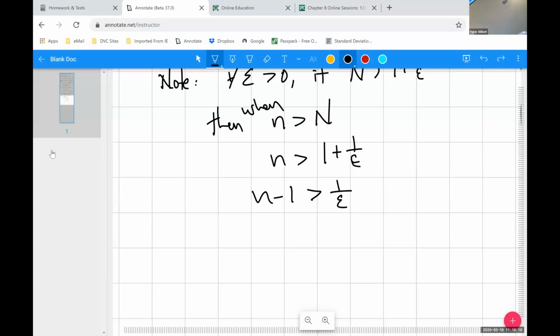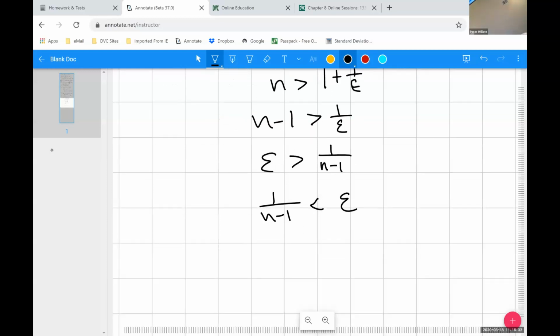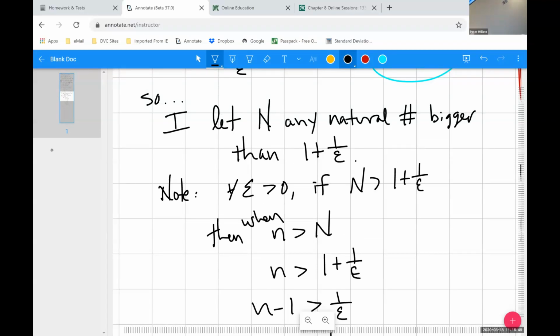So then epsilon is greater than 1 over n minus 1. Or 1 over n minus 1 is less than epsilon. I can reverse the inequality by just changing the sides. And then that, from the work I did above, converts to the fact then that 1 over n minus 1 is less than epsilon. And that's what we were supposed to show. That was the conclusion that we wanted to reach up here.